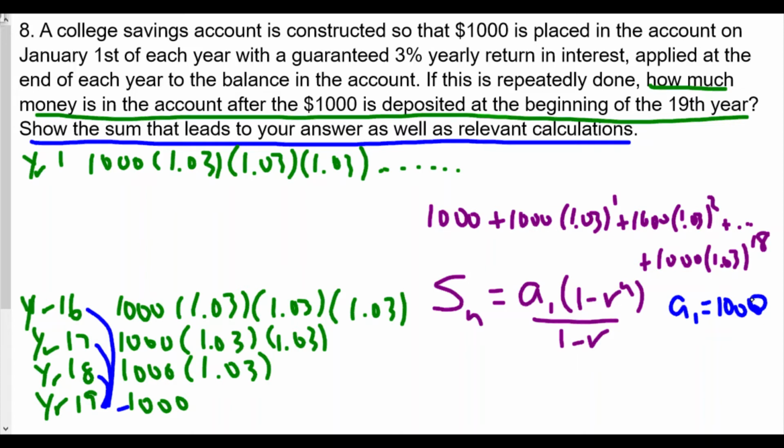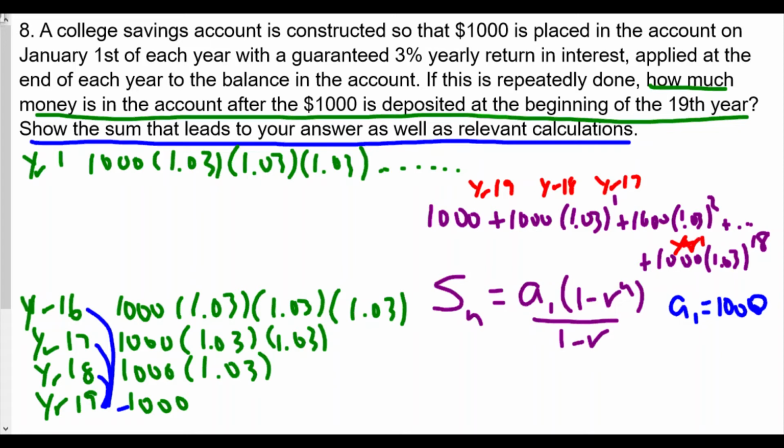Okay, so we will see that we're adding from year 19, year 18, year 17, year 16. In this case, this is year 19, year 18, year 17. Okay, sorry about that. This is year 17. So the third one is year 17, and the last one here is year 1. I'm adding up all these different terms. Year 1. Sorry, my handwriting's terrible.